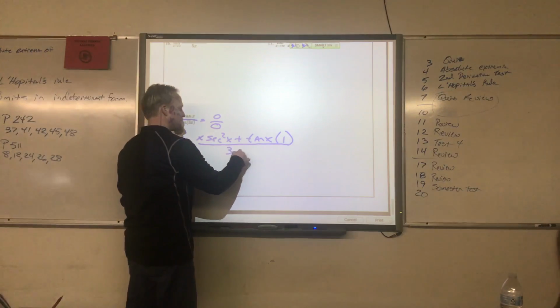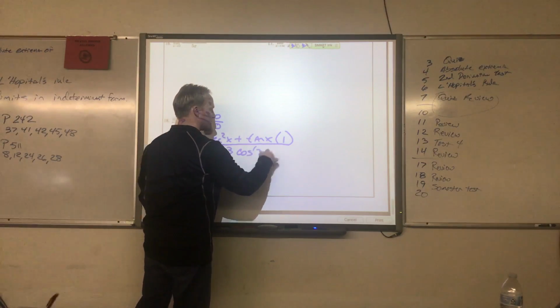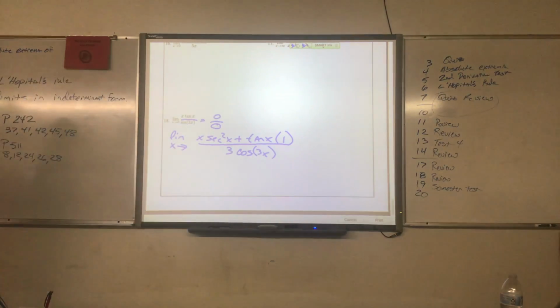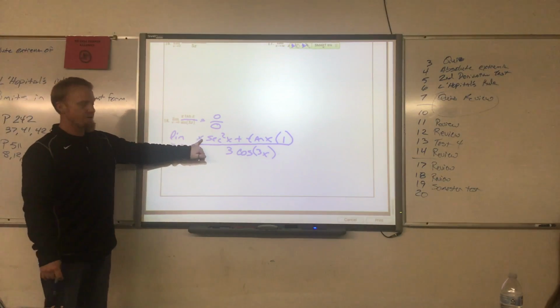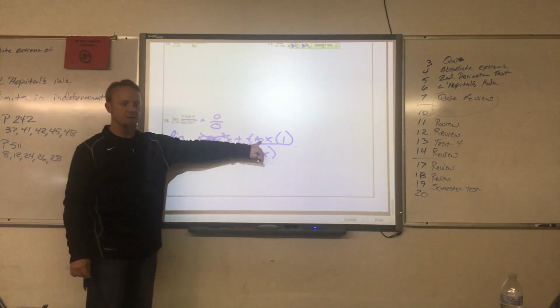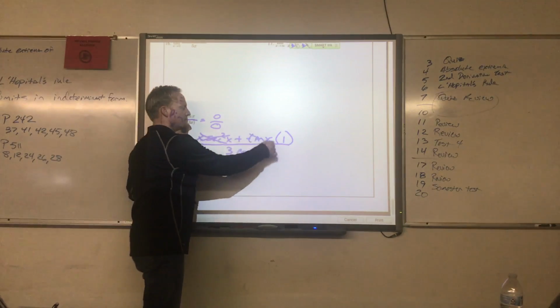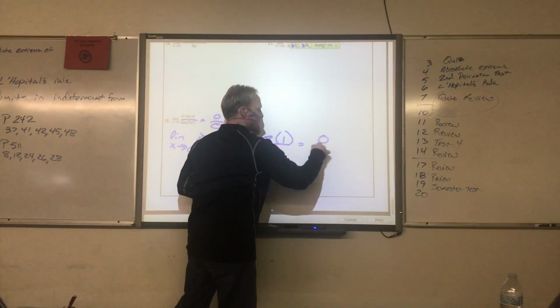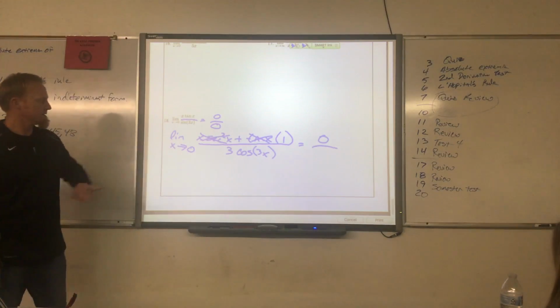3 cosine 3x. Do not forget to take the derivative of that inside piece. Don't forget that. And we're still approaching 0. Alright, so now what do I do? Plug in 0. Plug in 0. So when I plug in 0 here, that turns into 0. When I plug in 0 here, tangent of 0 is also 0. So my top is 0 again.